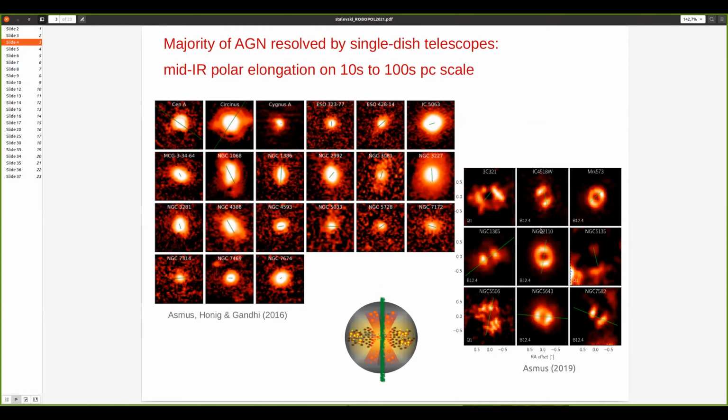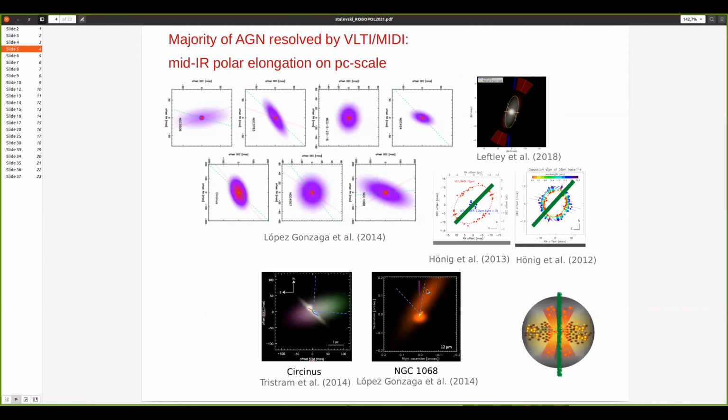So here you have a sample of around 30 images, and the green line in all of them corresponds to this polar axis obtained by different measures, and the length of the line is a 100 parsec scale. Then similarly, it was found on the parsec scale by mid-infrared interferometry, namely the VLTI MIDI instrument, probing the scales of only a few parsecs, and there again it was found that almost all the objects that were resolved and had extended emission, the extension was along this polar axis.